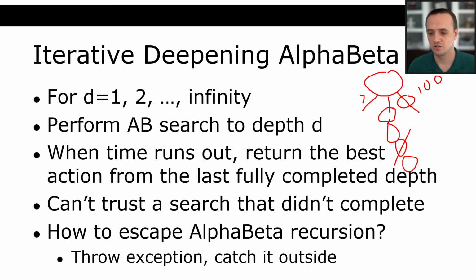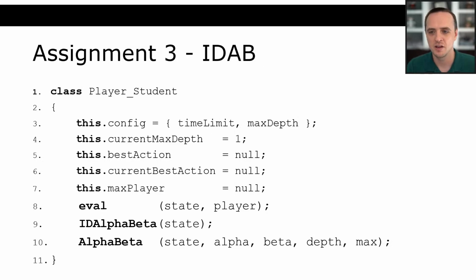Okay, so how do you actually do that? Now, you might say, well, Jesus, Dave, I'm in the middle of a recursive function. How do I actually escape from a recursive function? How do I do that? Well, it turns out it's great in JavaScript. You can just throw an exception. So you're going to throw an exception. It will unravel all the recursion for you. It'll be great. So in assignment 3, here's what you're going to do.